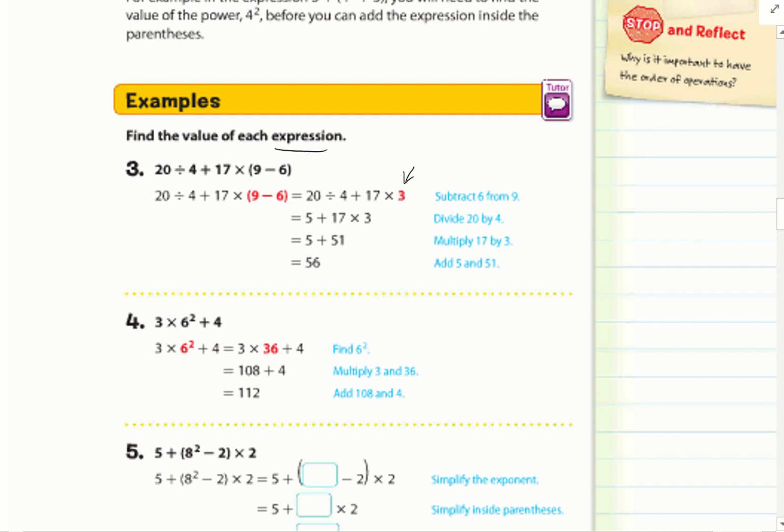Now there's no exponents. Please excuse my dear Aunt Sally. 1, 2, 3, and 4. So next we have multiplication, division. We have 20 divided by 4, and that's going to equal 5. And then 17 times 3 is going to equal 51. So now we do the last step, addition. So 5 plus 51 equals 56.